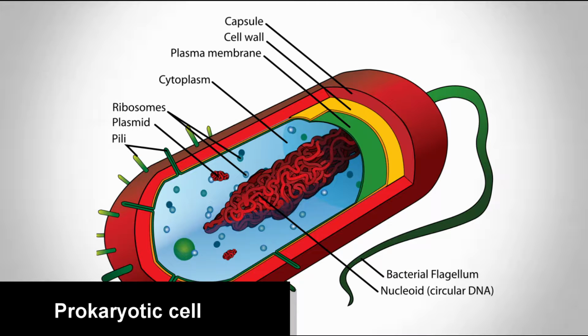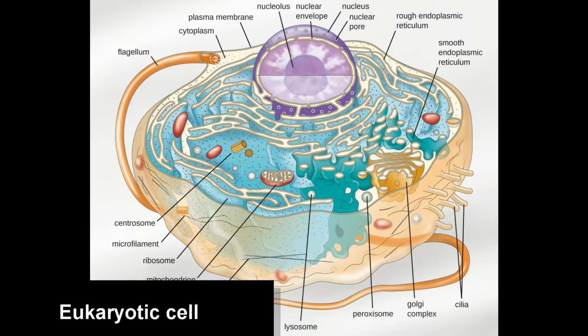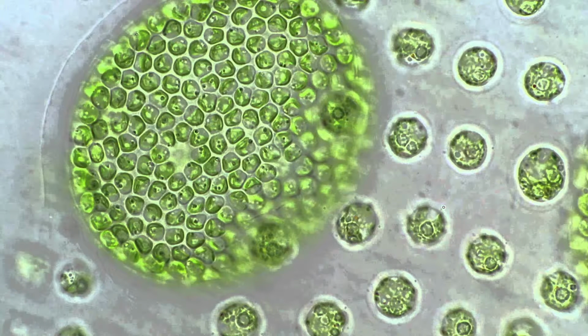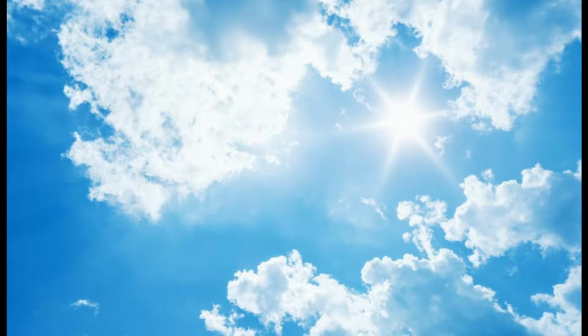The incorporation of smaller cells within larger ones resulted in the development of complex cells called eukaryotes. True multicellular organisms formed as cells within colonies and became increasingly specialized. Aided by the absorption of harmful ultraviolet radiation by the ozone layer, life colonized Earth's surface.